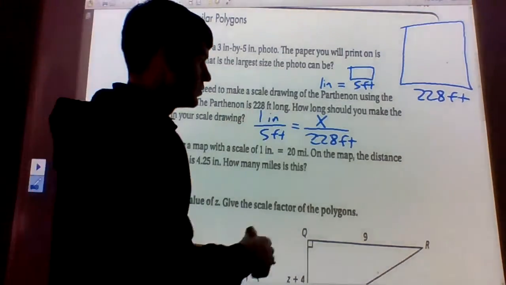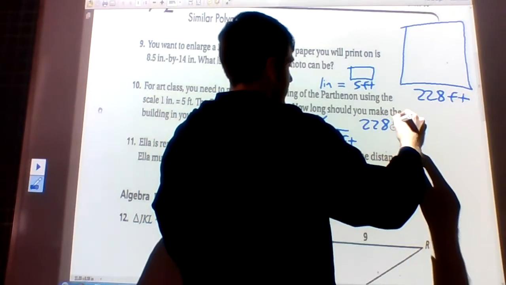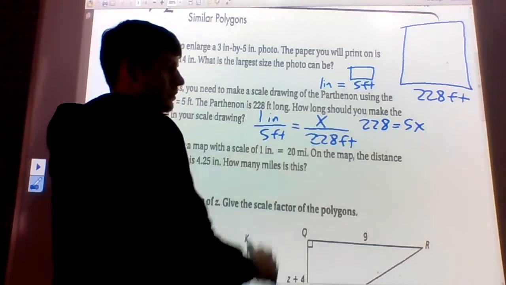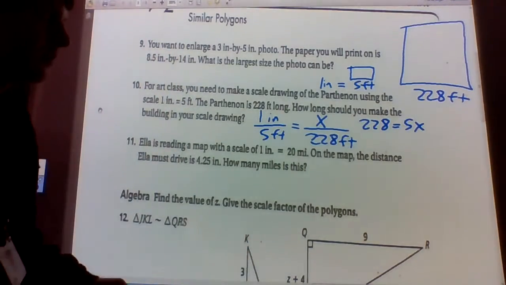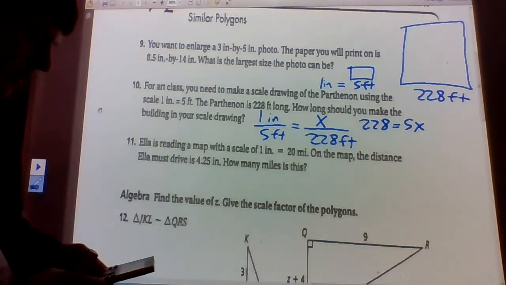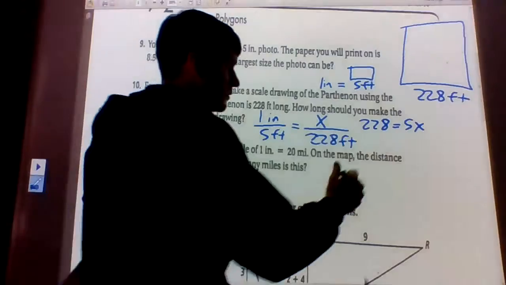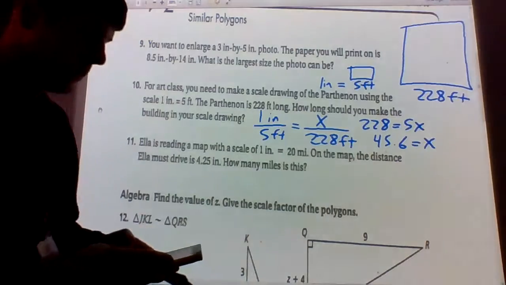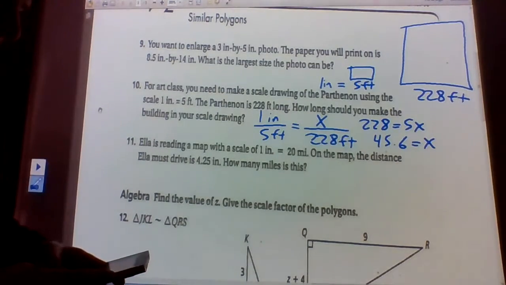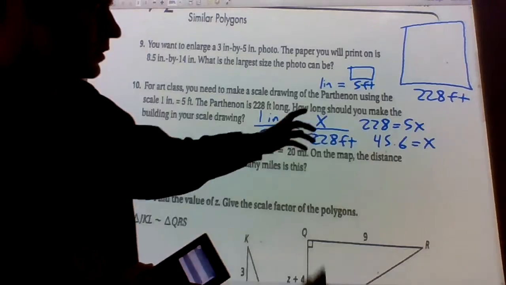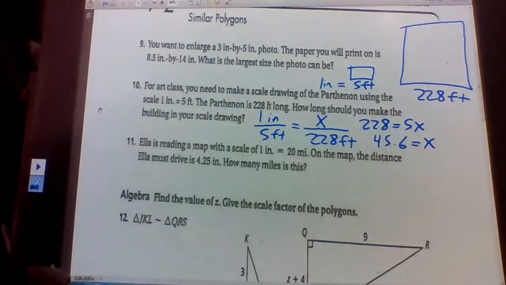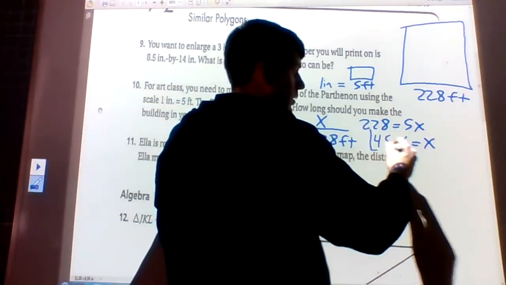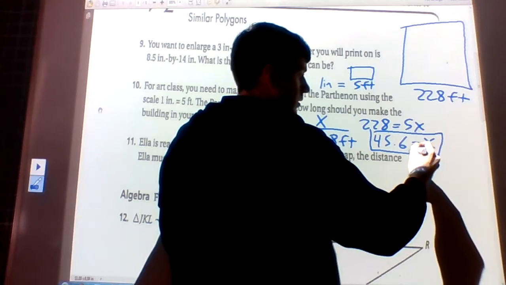We cross multiply, we get 228 equals 5x. Okay, this would be feet inches, and that would be feet. So the feet could cancel out. Then we divide by 5, so 228 divided by 5, and we get 45.6. So 45.6 divided by 228 should be the same as 1 over 5, which is 0.2, so we're good. So in your drawing, it should have been in inches.